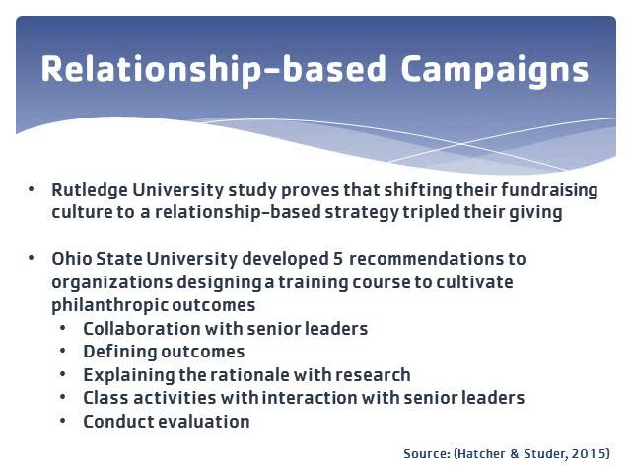Ohio State University developed 5 recommendations to organizations designing a training course to cultivate philanthropic outcomes. Those recommendations include planning in collaboration with senior leaders, defining outcomes, explaining the rationale with research, designing class activities that include interaction with senior leaders, and conducting evaluation. The development of this philanthropy training will implement those recommendations.